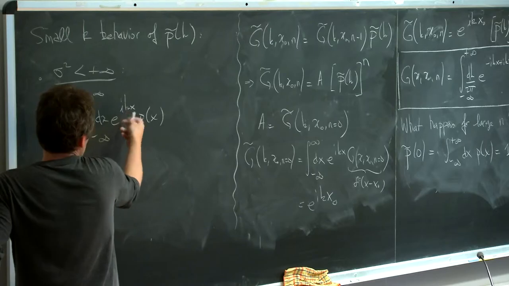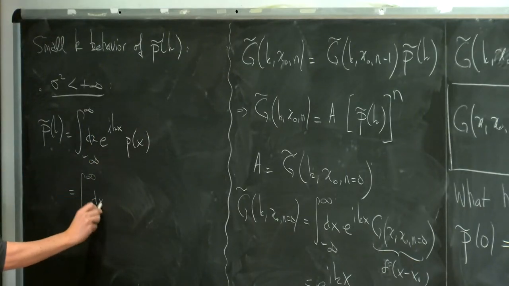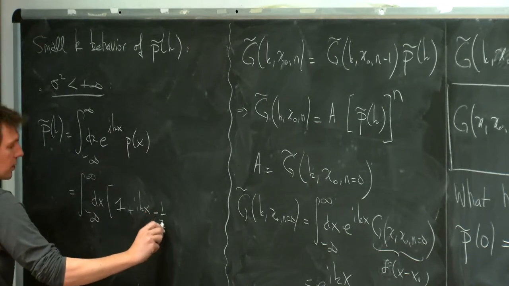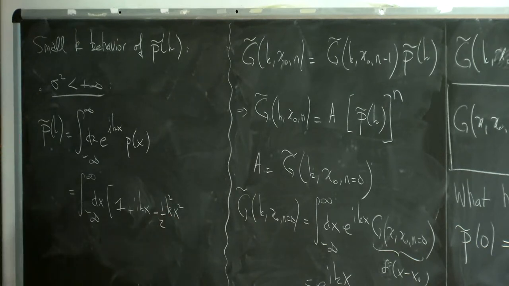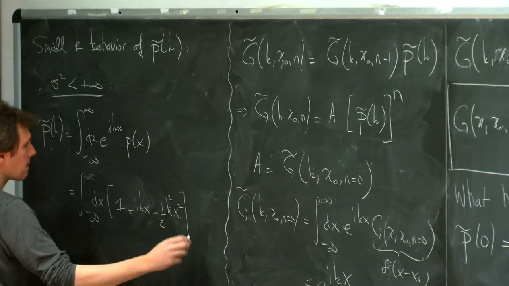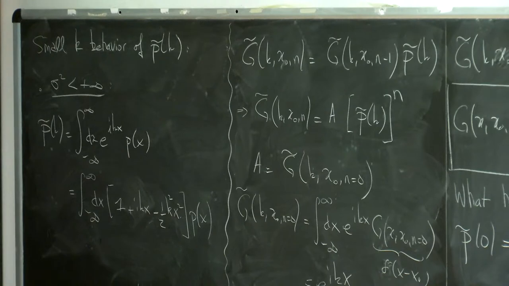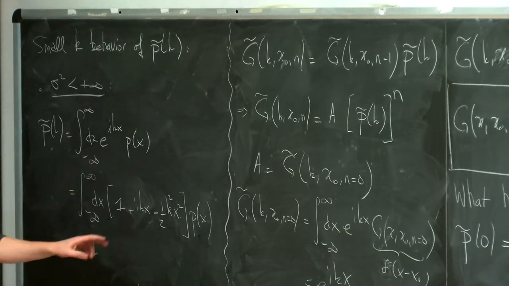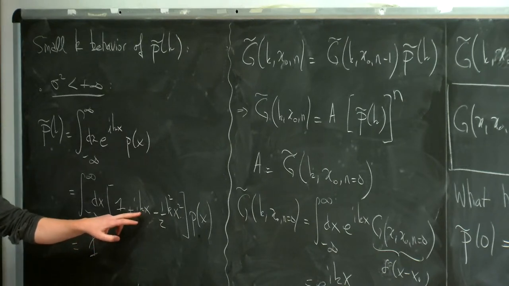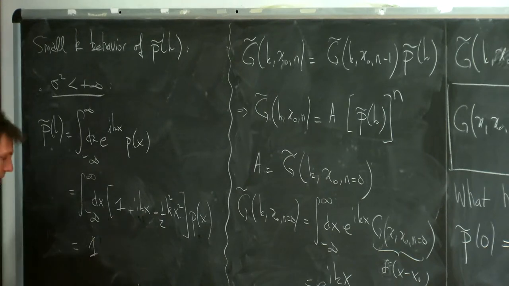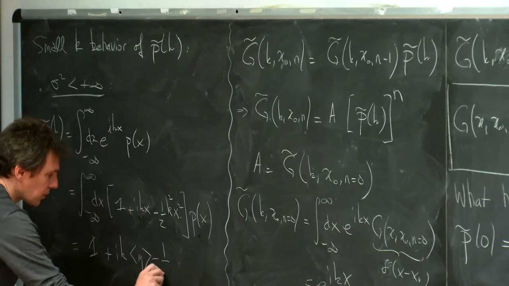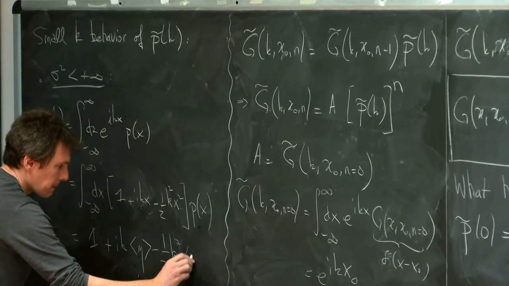If you want to do a small k expansion, you just expand this exponential here. So e to the ikx is just 1 plus ikx minus half k square x square plus and so on, times p of x. Now I suppose that I can just integrate term by term. The first term simply gives me the integral of p of x, that's one, as I said before. The next term is just ik times the integral of x p of x dx, which is the average value of eta, and that's just zero. Then I have a second term, which is minus half k square times the average of eta square, plus and so on.